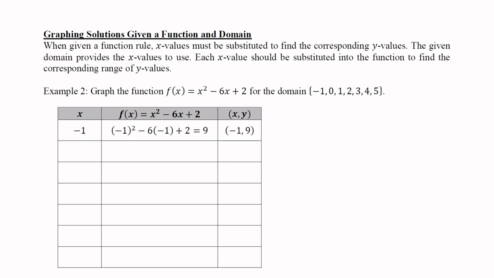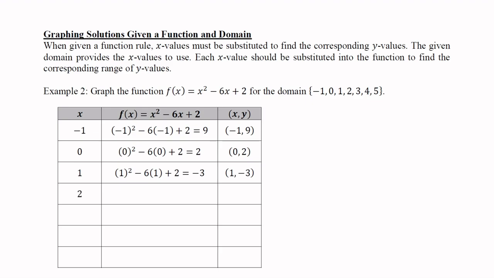So we have an ordered pair, -1, 9. Then we're going to go to 0 and plug that in and find that our y value is 2. And so we get the ordered pair 0, 2. And we continue to do this for 1, finding that when we substitute that in, we get -3. So 1, -3 is the next ordered pair.